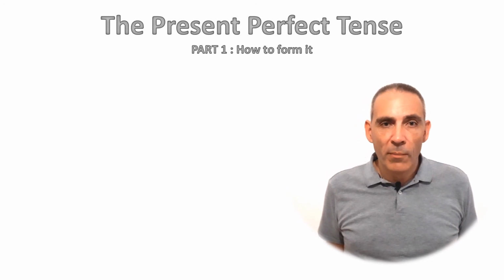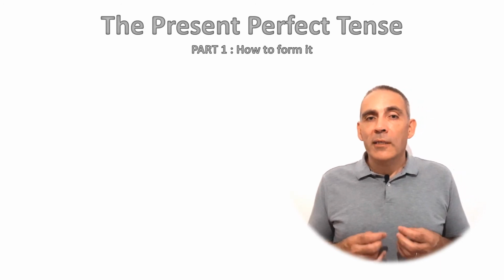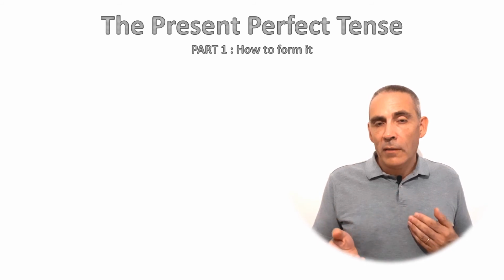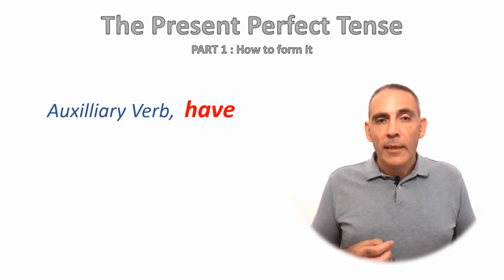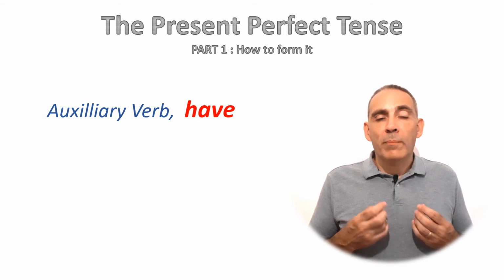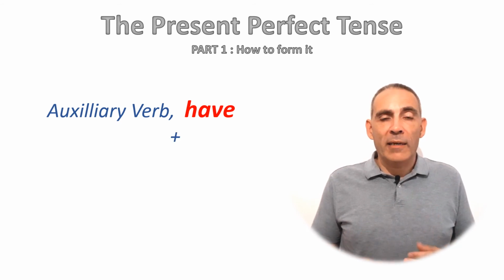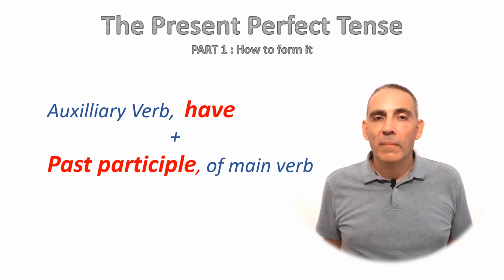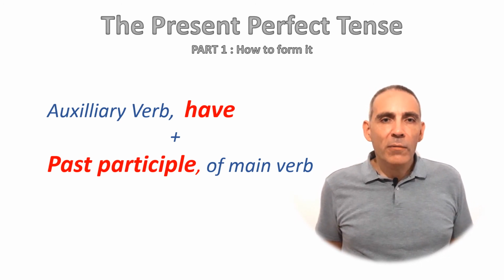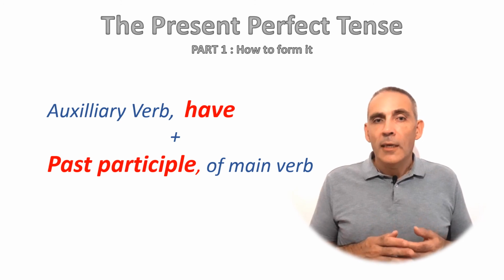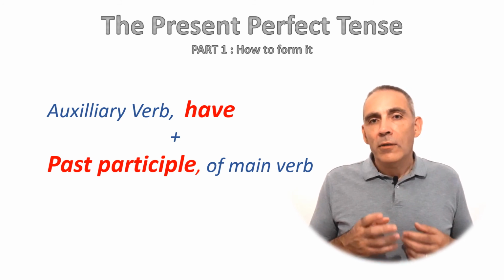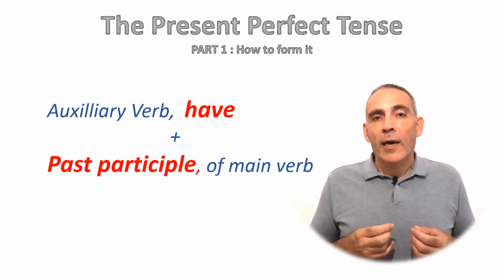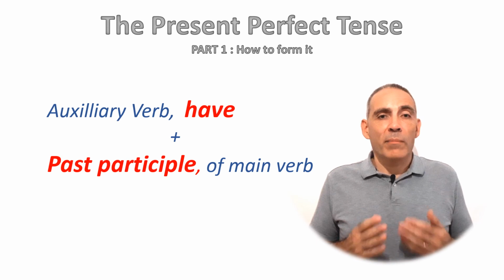So, to summarize, to make the present perfect tense, we need the auxiliary verb have, and then the past participle of the main verb. Now that you know how to form it, in the next lessons, we're going to talk about the most important aspect, when to use the present perfect tense.